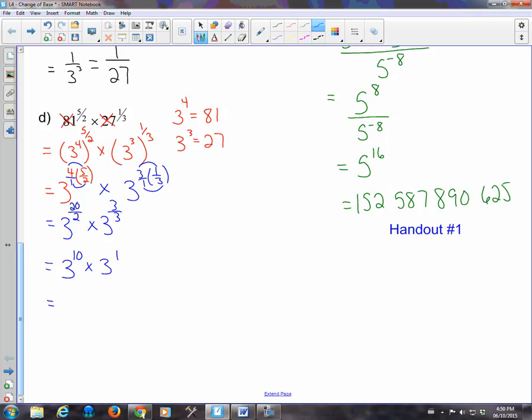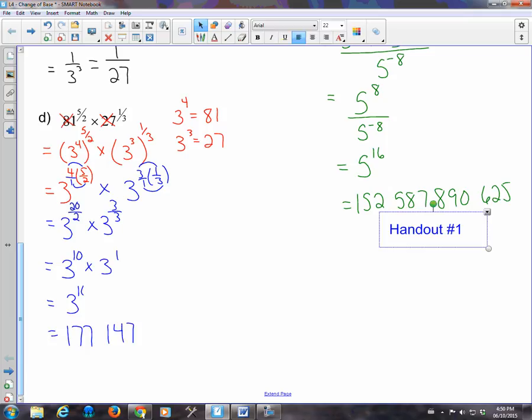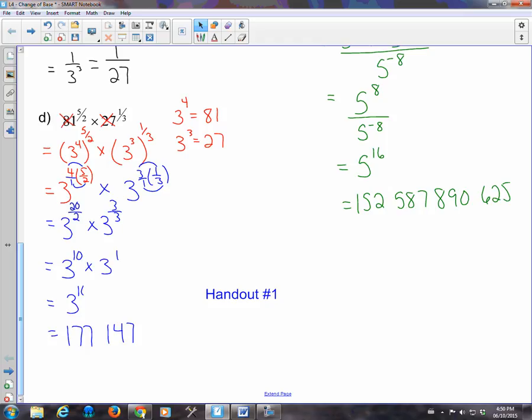Now it's a multiplying question with some nice exponents I can add together. 3 to the exponent 11. Let's see if our calculators will handle that. 3 exponent 11 is 177,147.